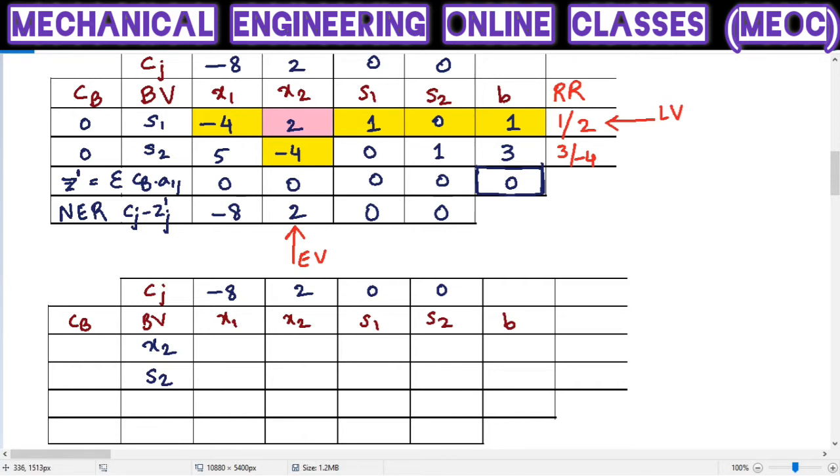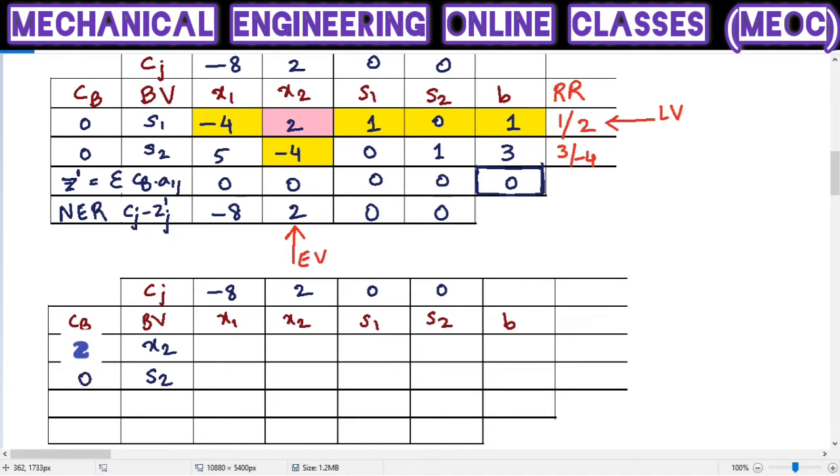Here in this first table there is only one positive number. But even if there are two numbers, like in the previous max-type problem where there were two positive numbers, we picked only the most positive. So we pick only one entering variable, one at a time. We don't play with multiple variables at a time. So here in place of s1 comes x2 and s2 remains as it is. The coefficient of x2 in the objective function z dash is 0 for s2.